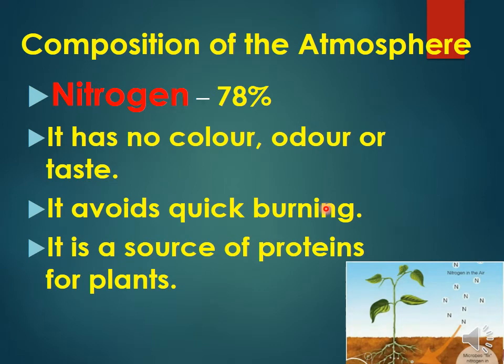So children, nitrogen is the most plentiful gas in the air. It is 78%. When we inhale, we take some amount of nitrogen into our lungs and exhale it. But plants need nitrogen for their survival. They cannot take nitrogen directly from the air. So bacteria that live in the soil and roots of some plants take nitrogen from the air and change its form so that plants can use it. And also, as I told you, it avoids quick burning. It has no color, odor or taste.